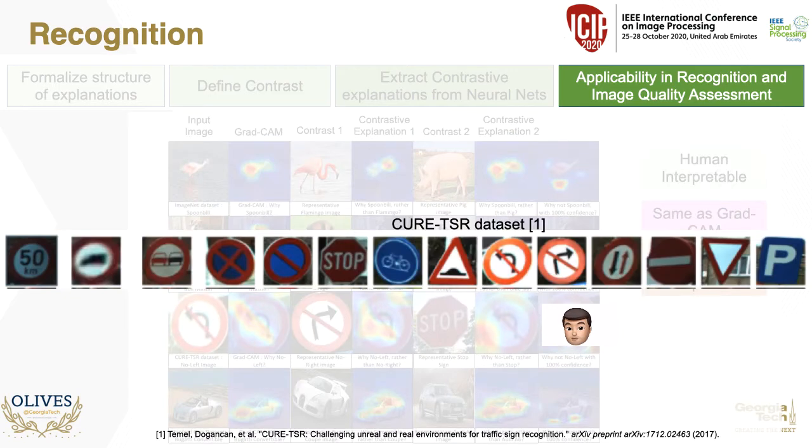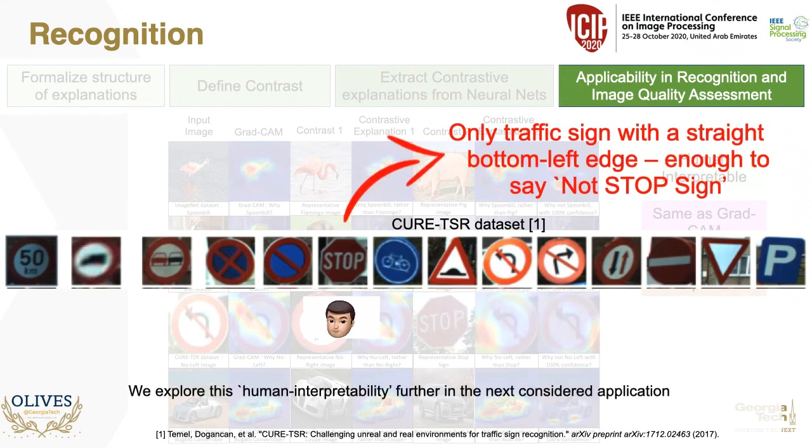This is because, as we mentioned earlier, the network has learned only to differentiate between objects in a supervised fashion without any contrastive information. In this case, there are 14 signs taken from the CURE-TSR dataset, all of which are shown. Notice that the stop sign is the only sign with a straight edge in the bottom left. Seeing that there is no bottom left edge in the no left sign is enough for the network to make the decision that it is not a stop sign. Hence, contrastive explanations provide an added layer of understanding to networks that are not easily interpretable.